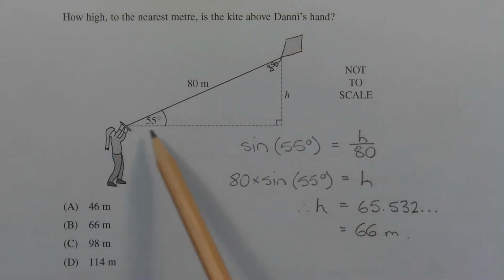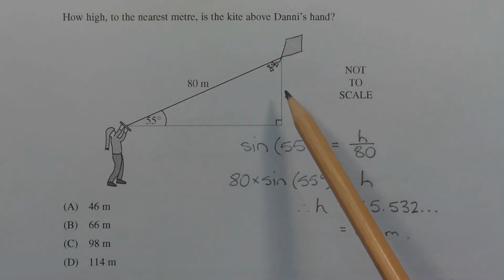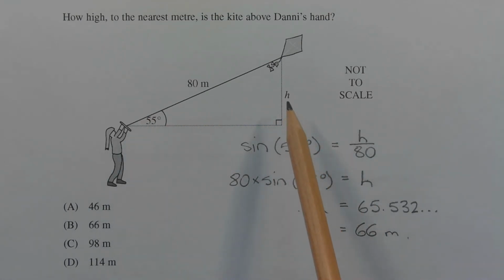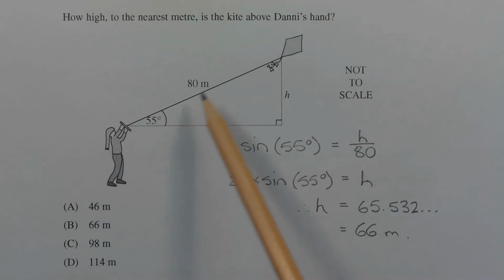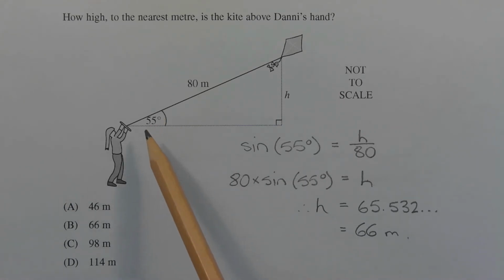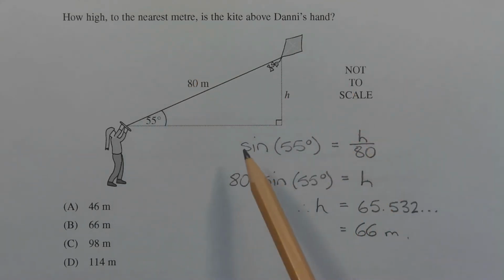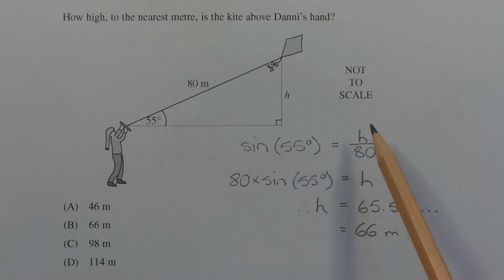We have a right-angled triangle here where the opposite side to the known angle of 55 degrees is h, which is what we're trying to find, and the hypotenuse, which is the length of the string, is 80 meters. So using regular right-angled trigonometry, that is SOHCAHTOA, we have sine of 55 is equal to the opposite side over the hypotenuse. So in this case, sine 55 degrees is equal to h over 80.